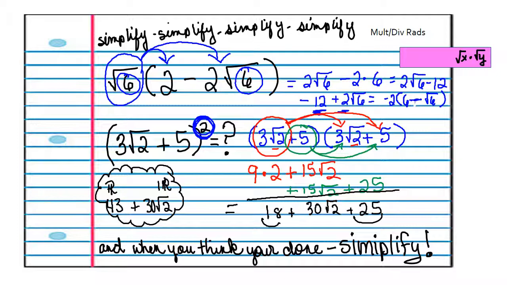Again, you just have to remember number to number, letter to letter, radical to radical. And when you get all done, make sure there's not something you can simplify. 43 is a prime number. Cannot factor anything out.